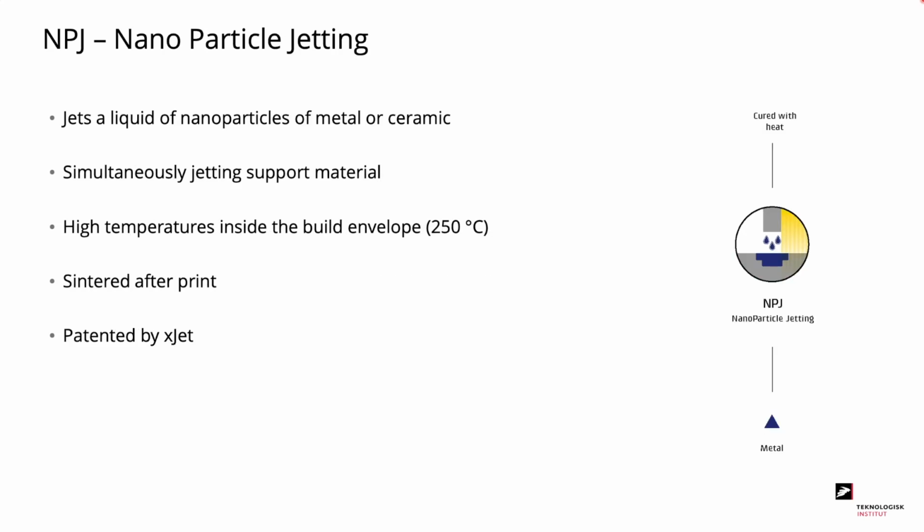Next up is nanoparticle jetting. Here you jet a liquid of nanoparticles of metal or ceramic, and the print material and the support material are jetted simultaneously. The curing happens with heat, so there's actually a very high temperature inside the build envelope of up to 250 degrees. This high temperature also helps vaporize the resin, so you have behind the porous metal part. Therefore, the part needs to be sintered after printing. This technology is patented by XJet, so it's still a technology for the future.